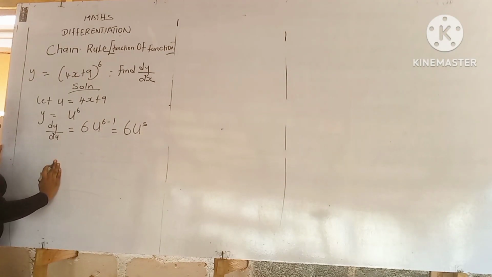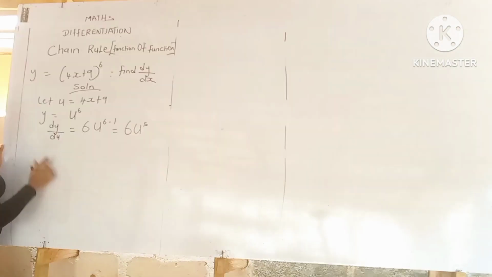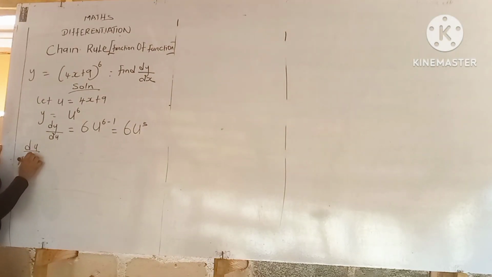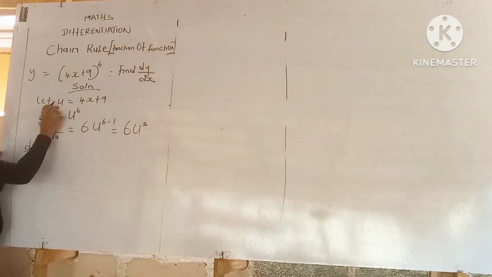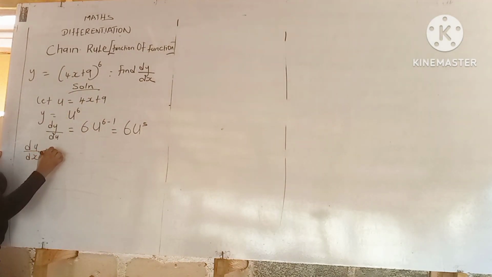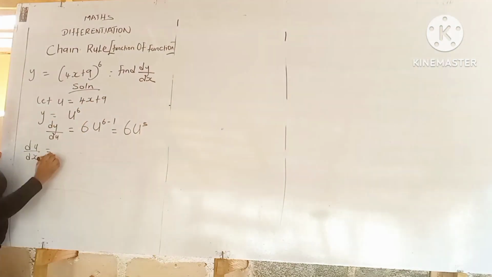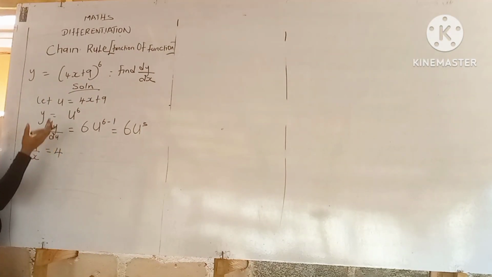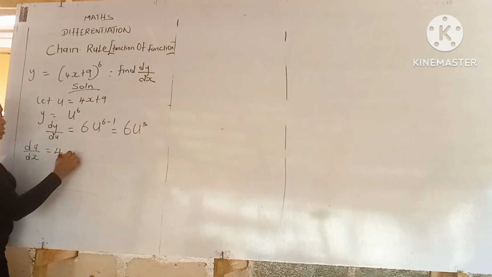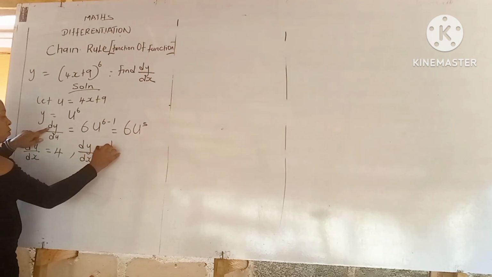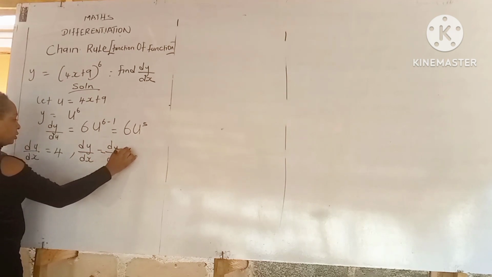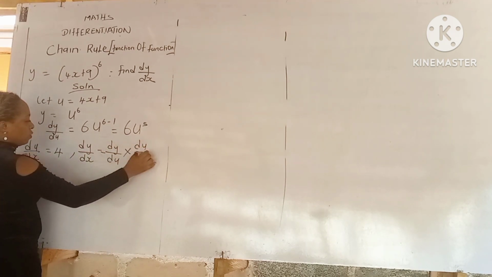But you're not yet done. You still have du with respect to x. So you differentiate u with respect to x. When you differentiate this, you have only 4. So how do you get your dy over dx? To get dy over dx is equal to dy over du multiplied by du over dx.